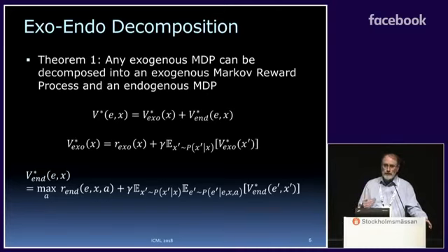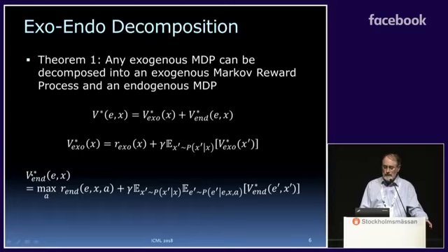can be decomposed into a sum of an exogenous Markov reward process that's just evolving freely, that would be this thing here, and an endogenous MDP. So the value function for the full MDP is now the sum of a value function for the exogenous MRP and a value function for my endogenous MDP.